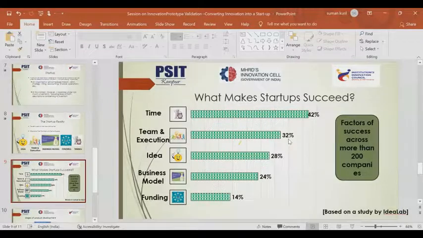So next one is, what makes startups succeed? Okay, so what makes a startup successful? We have taken the data of 200 companies. Among them, 42% of companies consider timing a major component. 32% consider the team and execution as a major factor. 28% majorly focus on the idea. 24% consider the business model to design a product and focus on the business model. And 14% of companies depend on funding as the most important factor.